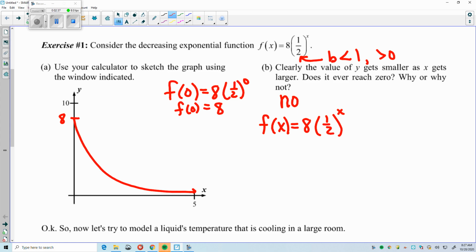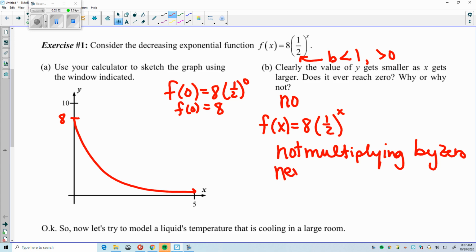So if I'm not multiplying it by 0, it's never going to reach 0. It will get super close. It's never going to get there.